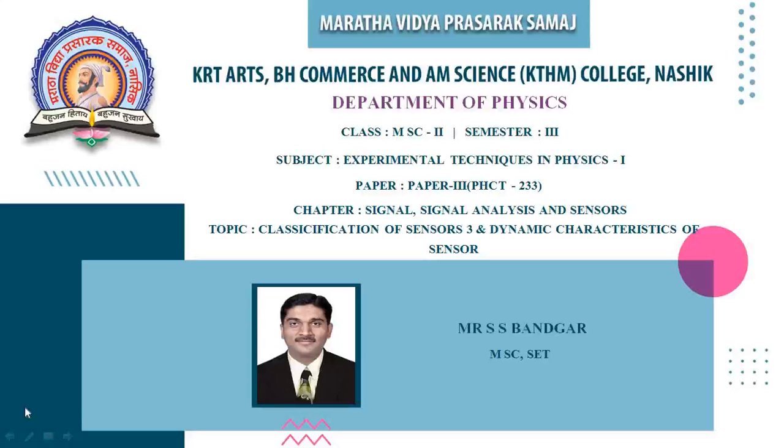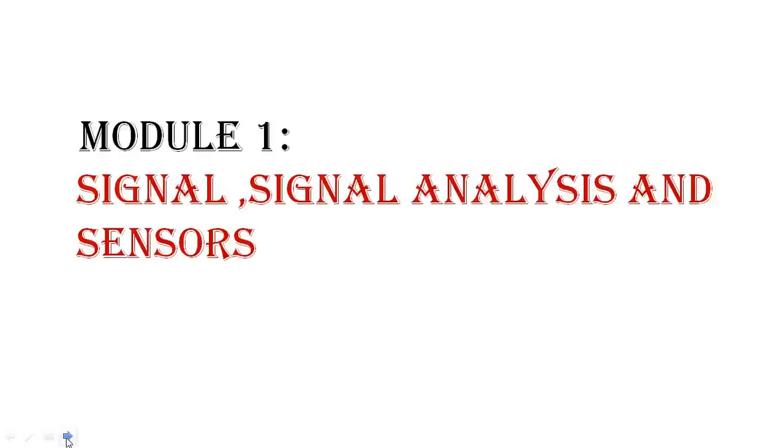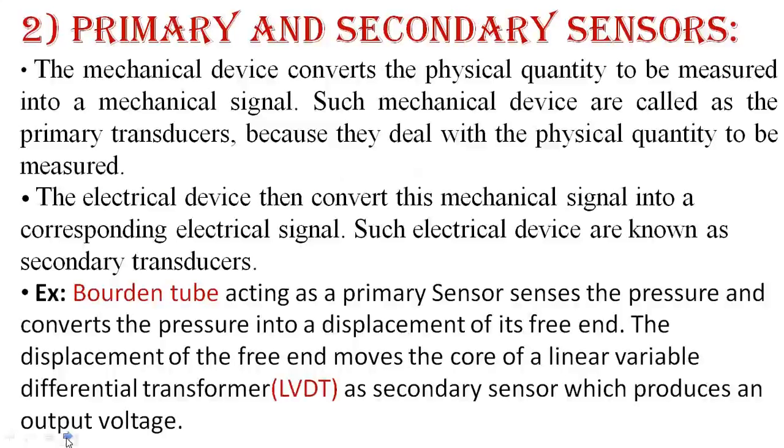Today we are going to discuss M.Sc second year, semester 3, paper 3, experimental techniques in physics. Today we have to cover the first module, signal analysis and sensors. In this video we will cover the subtopic classification of sensors, part 3, and dynamic characteristics of sensors. The first module is signal analysis and sensors.